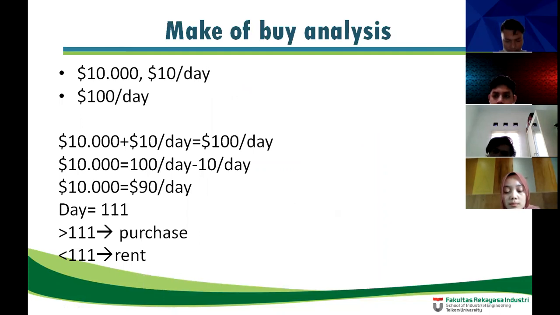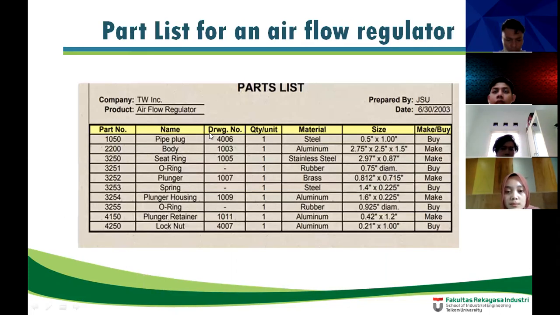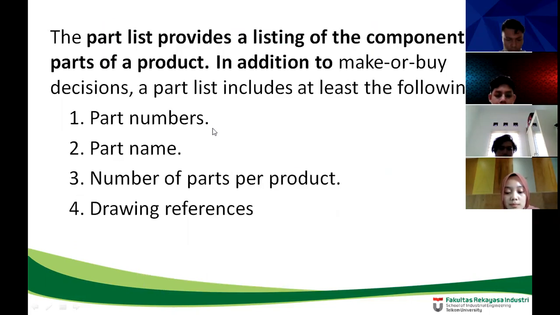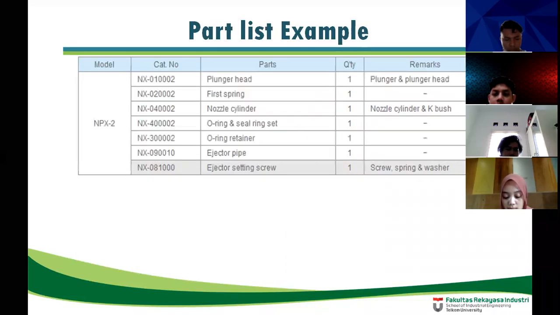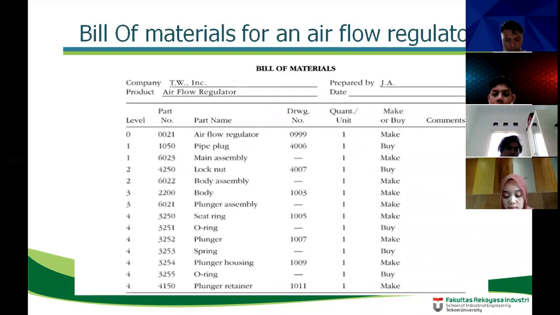And then I have another case which reflects make or buy analysis that is already adopted in project management. Okay. This is a part list. And a part list is just a list of part numbers that should be included in making a product. The part numbers, the drawing reference, maybe it's very technical, because the product should be traceable. Okay, this is the example, and then this is BOM. Okay, bill of materials.